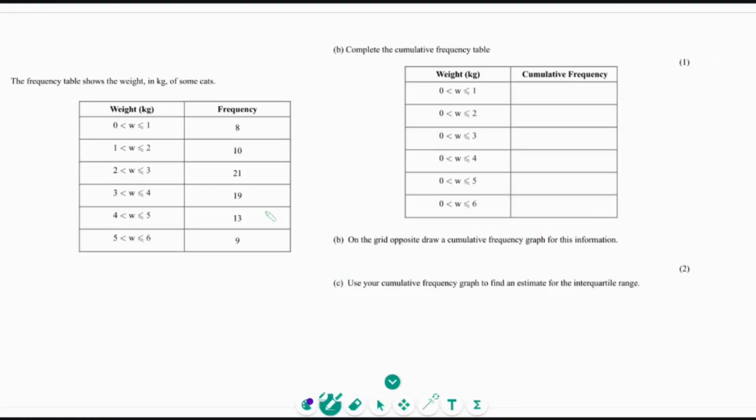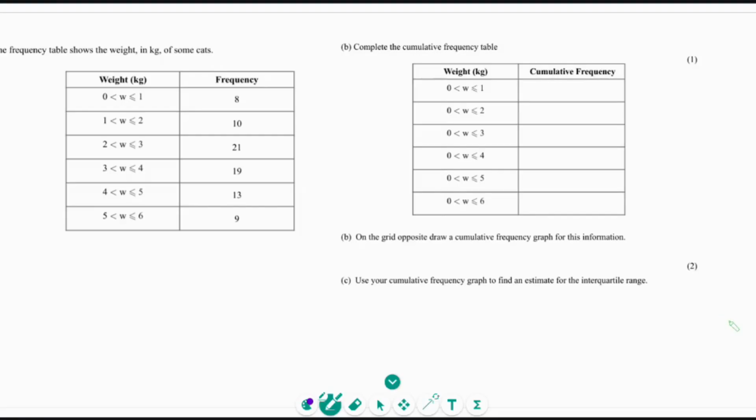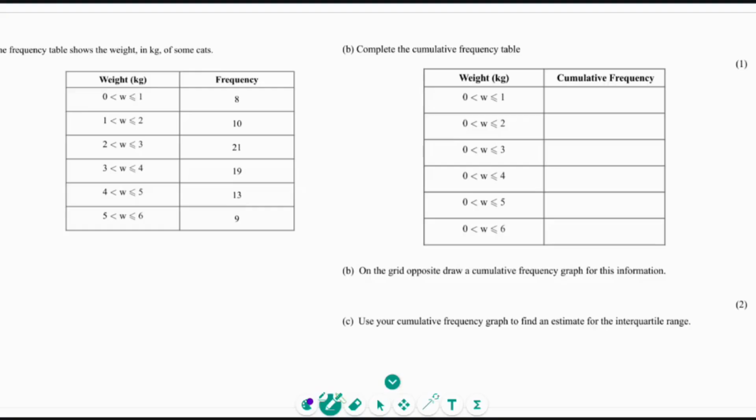Right. We'll just have a question where we've got to fill in the cumulative frequency table. I included this question because this is how your exam board set out these types of questions. So 0 to 1 is 8, 0 to 2. So it's almost like you're adding them up like this, if that makes sense. 18 here, 18, add 21, add 19, add 13, and then add your 9.